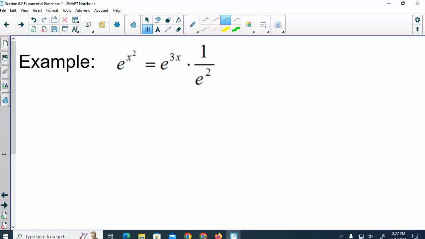So, what's my common base here? E. So I can't do anything with E, so we have to keep that. So I have E to the x squared equals E to the 3x. What would I do with 1 over E squared?